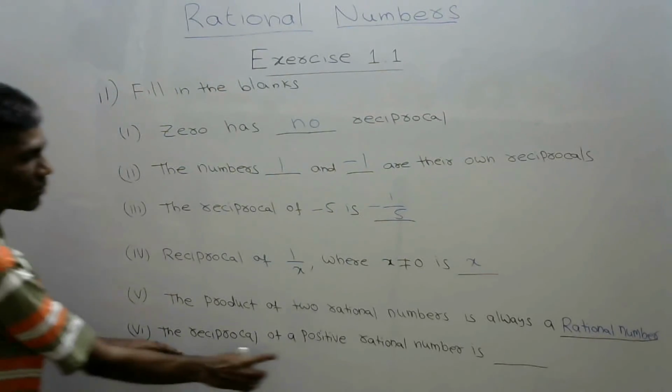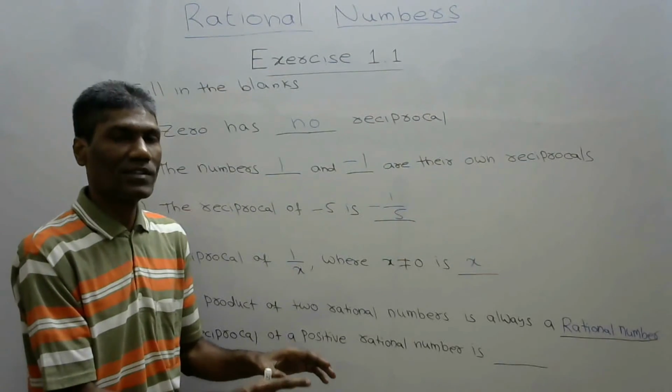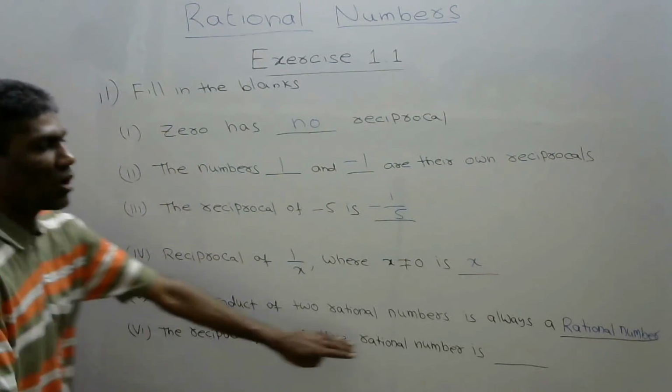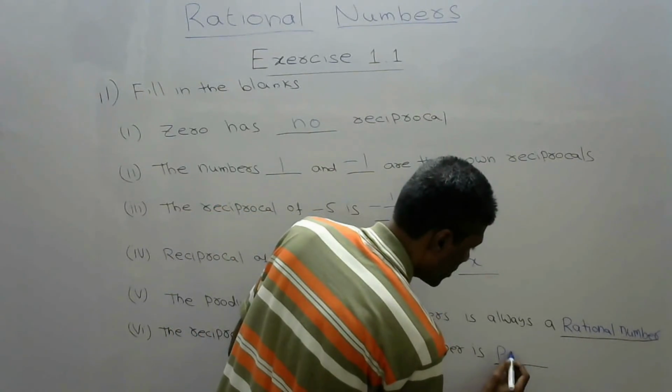Next, the reciprocal of a positive rational number. When we take a positive rational number and take its reciprocal, the sign will always be positive only. So it will be positive.